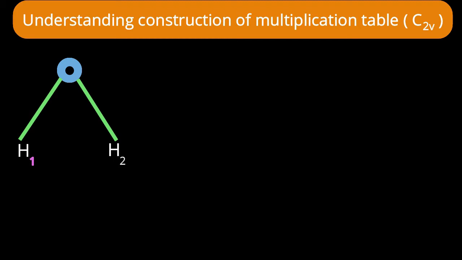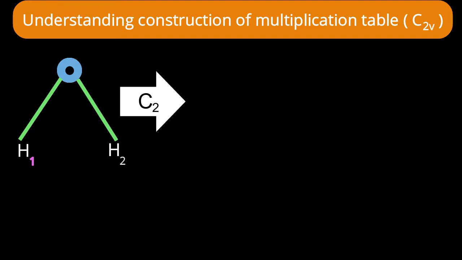Let us start to find the result of C2 into sigma xz. Let me perform the first operation, that's the C2 operation. What do you think will happen to the positions of the hydrogens? Will they change their position by a rotation of 180 degrees? Yes, our z-axis is passing through the oxygen and bisecting the angle between the hydrogens. Therefore, certainly after a rotation of 180 degrees, H1 will come to the position of H2 and H2 will come to the position of H1. It means they will change their positions.